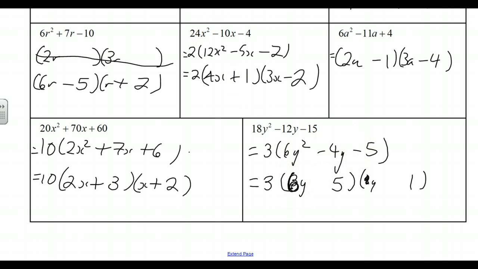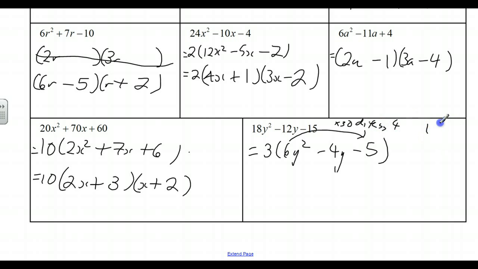So I need two numbers that multiply to 30, and because of the minus sign, they differ by 4. Okay, 1 and 30. 2 and 15, 3 and 10, 6 and 5. There are no numbers that differ by 4 here. So I do not believe that this can be factored.